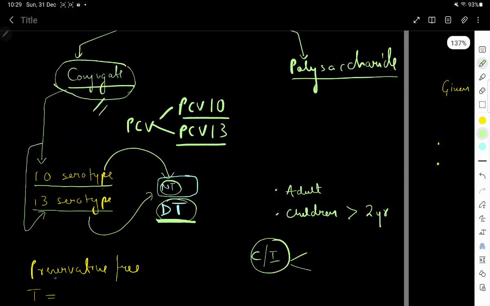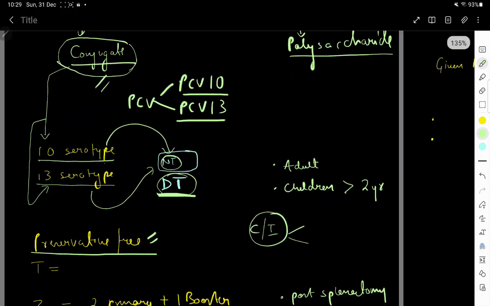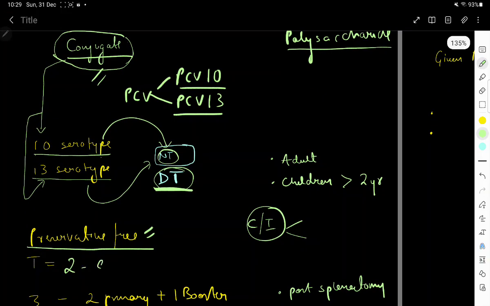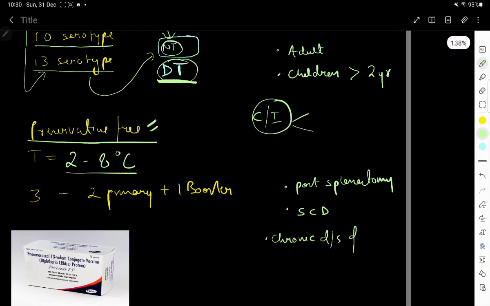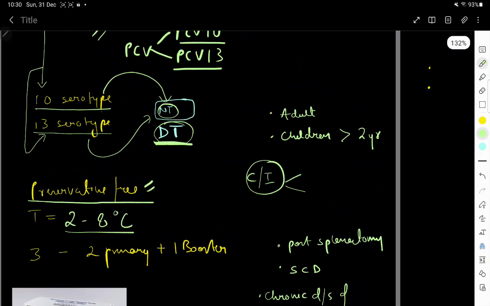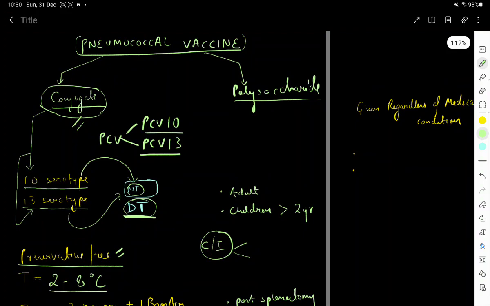Now note that this conjugate vaccine is preservative free. One of the advantages of this vaccine is that the temperature required is 2 to 8 degrees Celsius. WHO has already recommended using this conjugate vaccine as a part of the immunization program, and in India we are doing so.